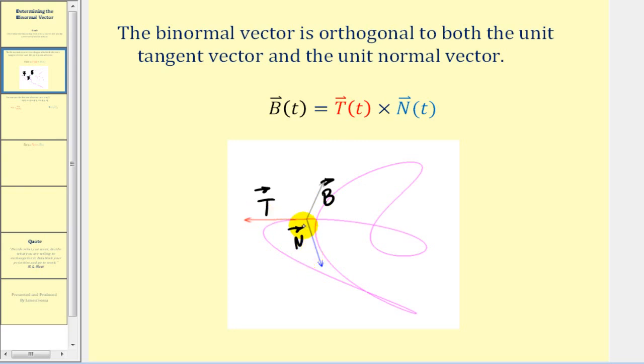And since it's orthogonal to both of these vectors, it makes sense that in order to determine the binormal vector-valued function, we must determine the unit tangent vector-valued function crossed with the unit normal vector-valued function. Let's take a look at this in space to get a better feel for this.